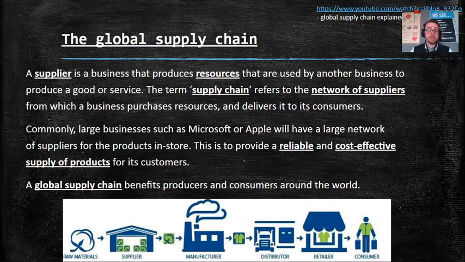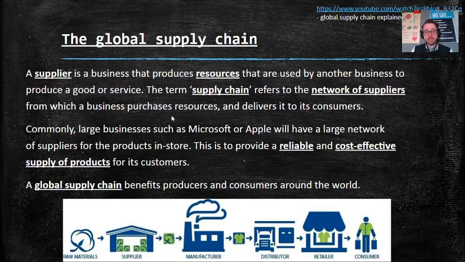So the term supply chain refers to the network of suppliers from which a business purchases resources and then delivers it to its consumers. So Woolworths or Coles, using the grocery store example again, all those products in there and all those shelves, all the aisles, they've come from different places. They come from different businesses, different suppliers. So Woolworths doesn't go to the same person for its milk that it does for its beef, for its cattle. So they've got lots and lots of suppliers. They have a network of suppliers called a supply chain.